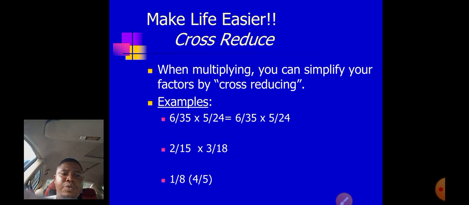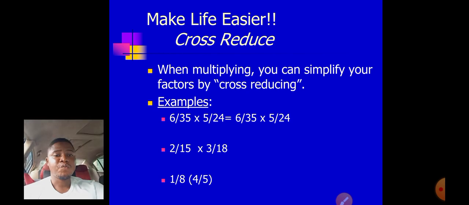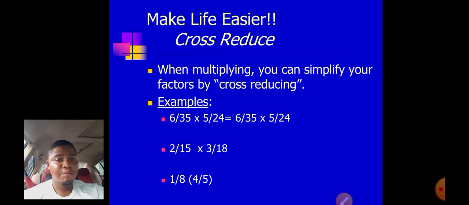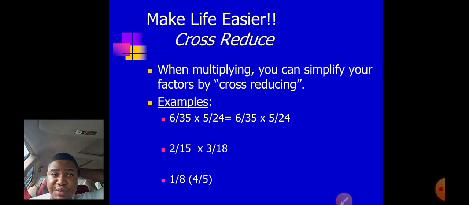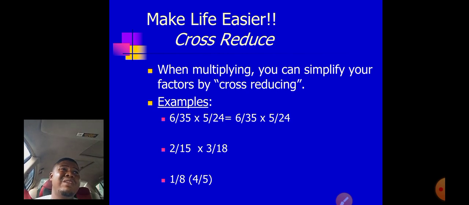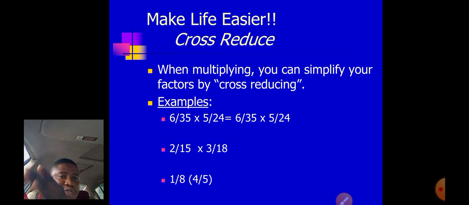Now the last one, you can have a question like this too. 1 over 8 bracket 4 over 5. Don't forget your bracket also means a multiplication. When you have a bracket, it means multiply. Okay, that is about multiplying fractions, and this makes your work easier so that you'll not be having large numbers. It reduces your factors when you cross reduce.